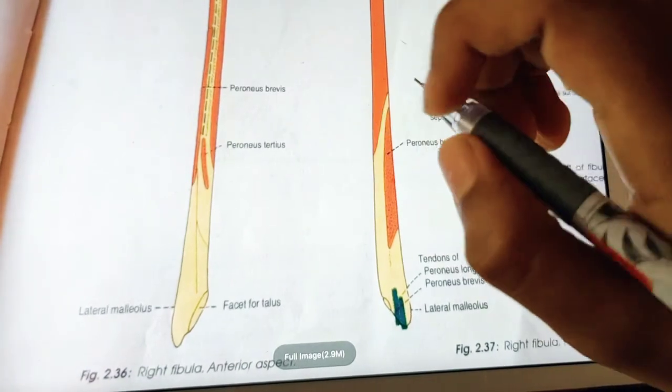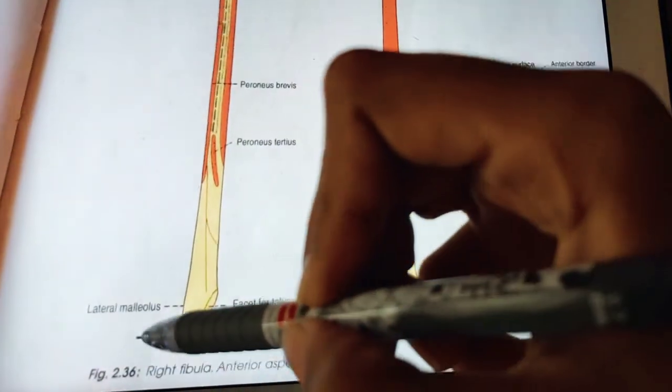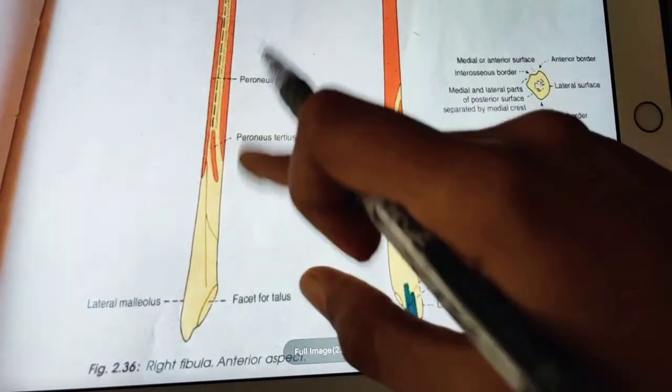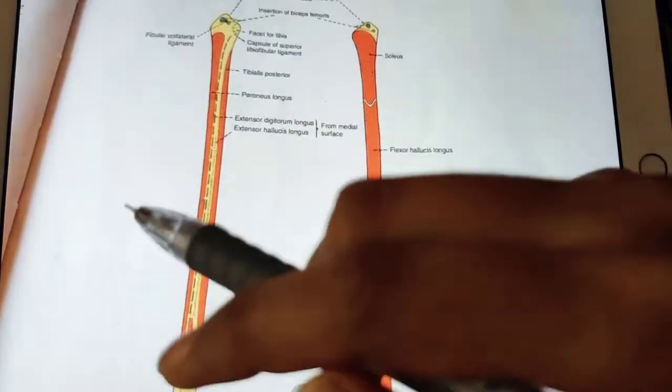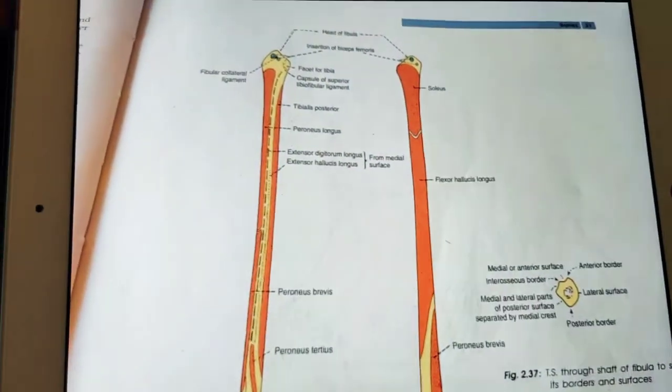The medial side is mainly where you have the facet for talus, and this is the lateral side because you have the lateral malleolus, and at the upper end you have the styloid process at the apex of the head. So now let us start with the attachments and relations.